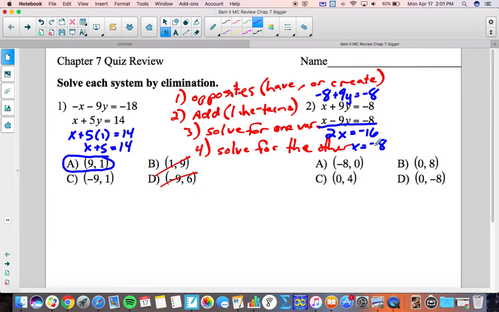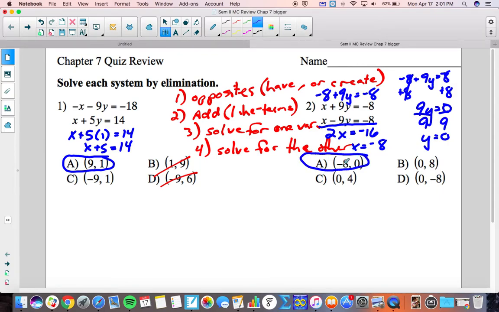So plug in negative 8 for x, and then you could solve for y. I'm going to rewrite it over here. So we would add 8 to each side to undo this and isolate the y. So we're adding 8 on that side, so we get 9y equals 0. Solve for y. You get y equals 0. So that's definitely the right option.